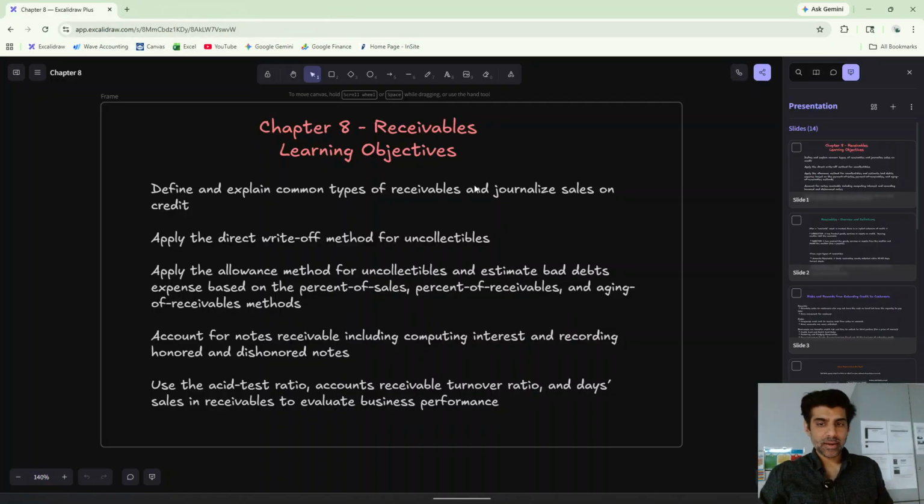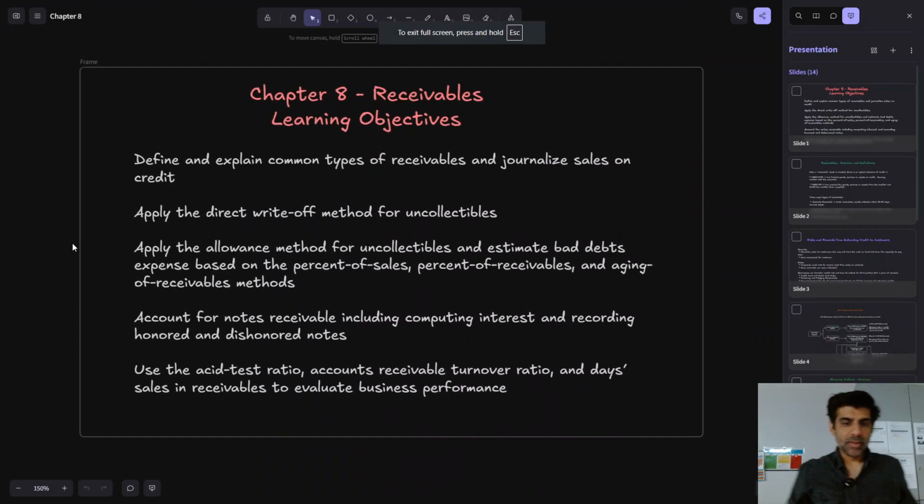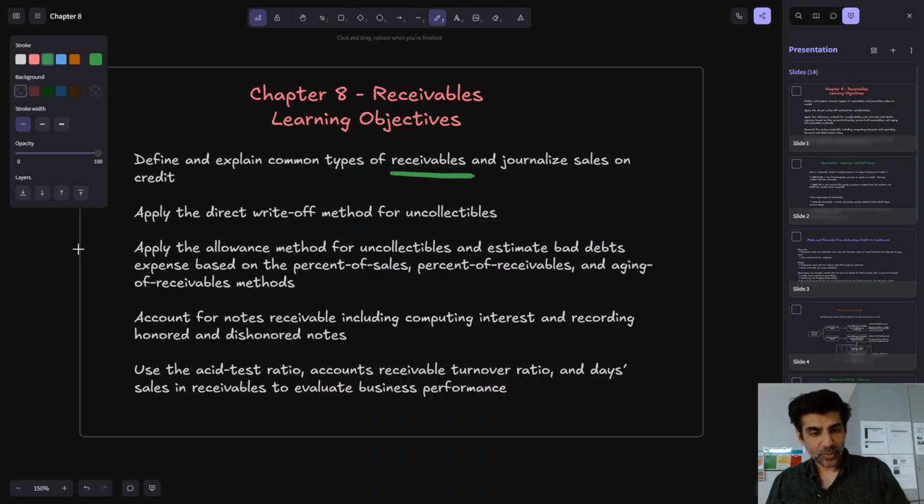Okay, so chapter 8 is really, we're going to be diving deeper into the topic of receivables. So again, receivables. We've already talked about what receivables are, I think, since chapter 2 or even chapter 1. But now we're going to be talking about a little more detail.